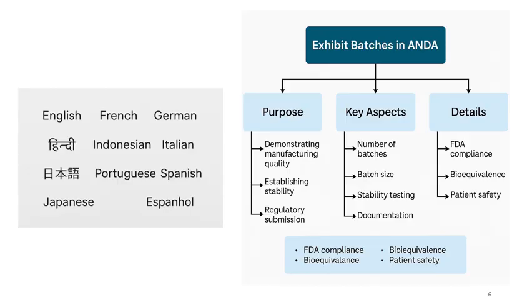It is not the case that exhibit batches are only for the ANDA. These are to be manufactured for all the generic applications to country-specific regulatory agencies also. And whenever the applicant needs to apply for a generic product, at that time exhibit batches are required. Sometimes these are called registration batches, sometimes PV batches or process validation batches.